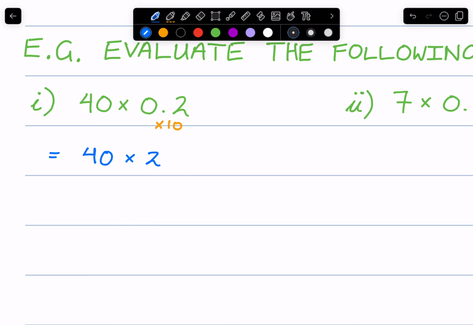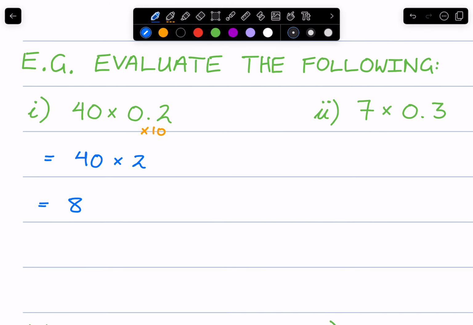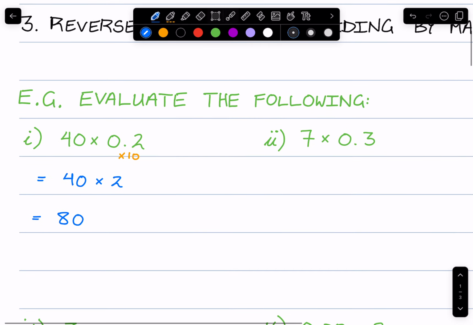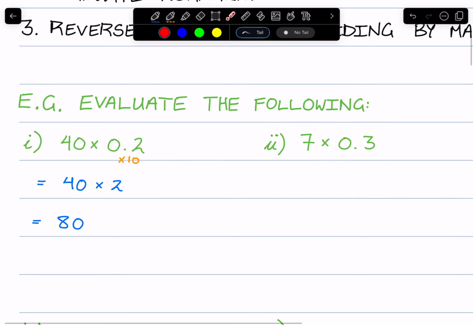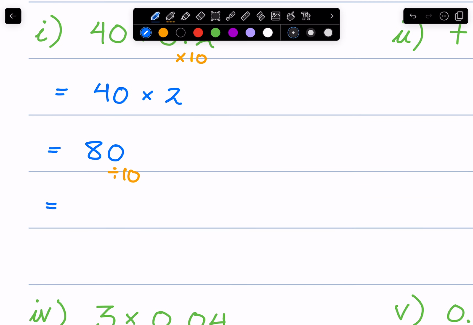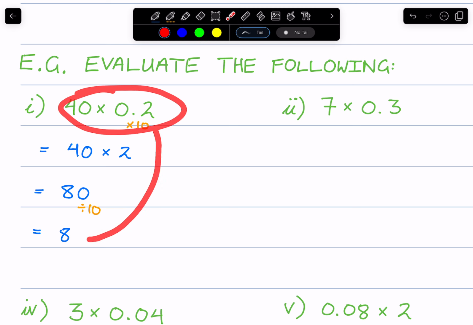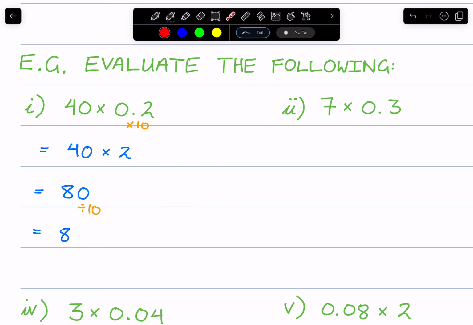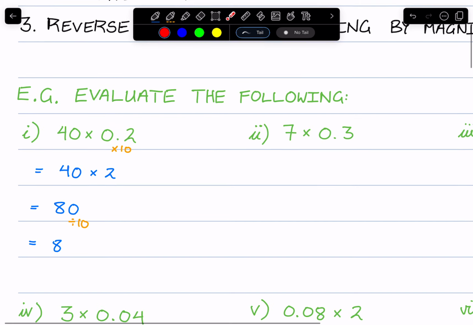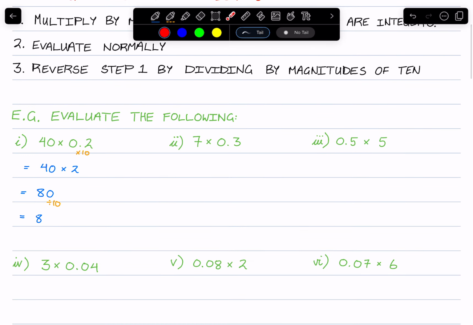Step 2, we just evaluate this as we normally would. 40 times 2 is 80. But since I've multiplied by 10 in step 1, I need to reverse this by dividing the final answer by 10. So 80 divided by 10 is just 8. So 40 times 0.2 is equal to 8. So this is just the basic idea with some easy examples. Let's keep going. You can pause at any time and try these examples whenever you'd like.